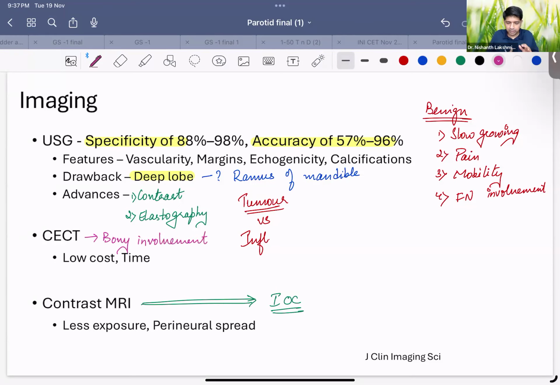So I will stop at this point and take some comments before we go into more controversies. Ravi Shankar sir, any comment regarding CT versus MRI, sir?